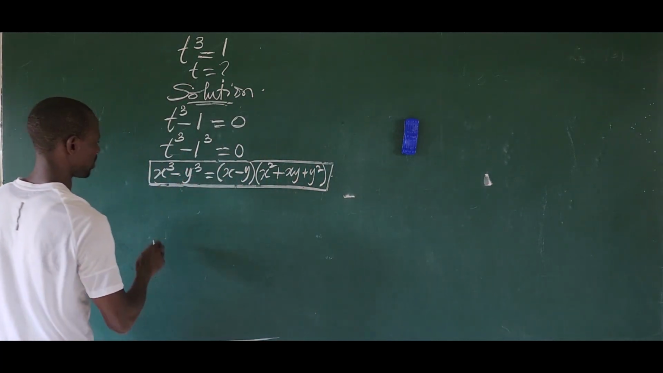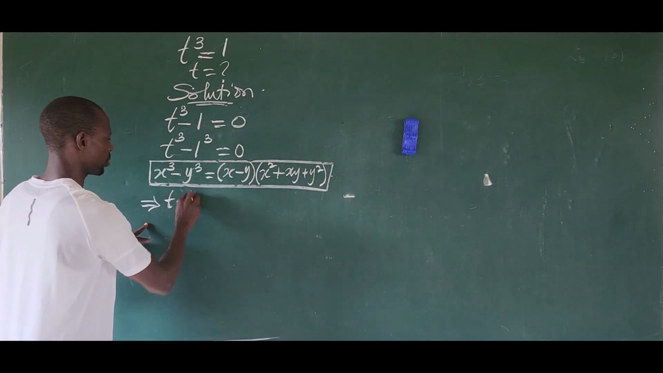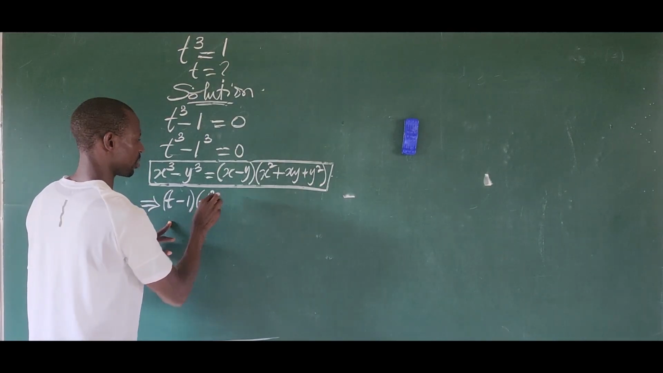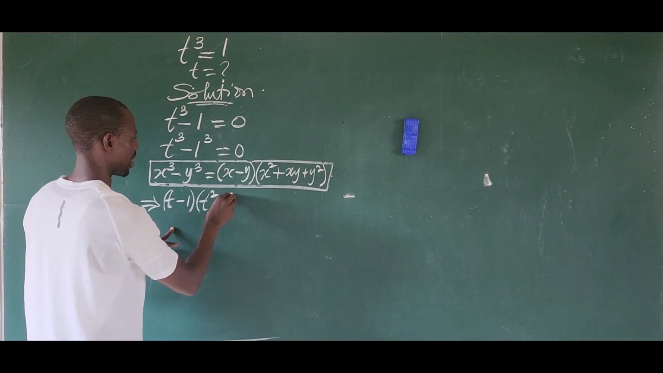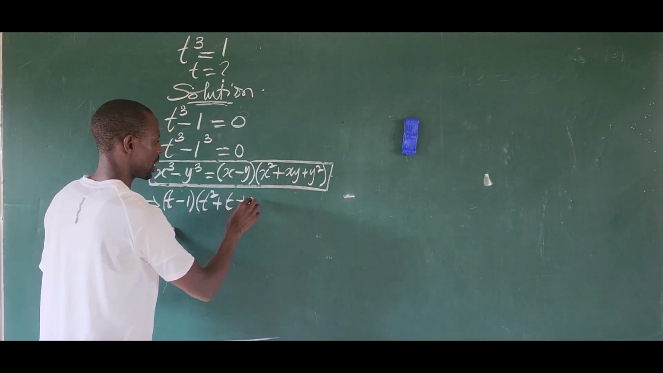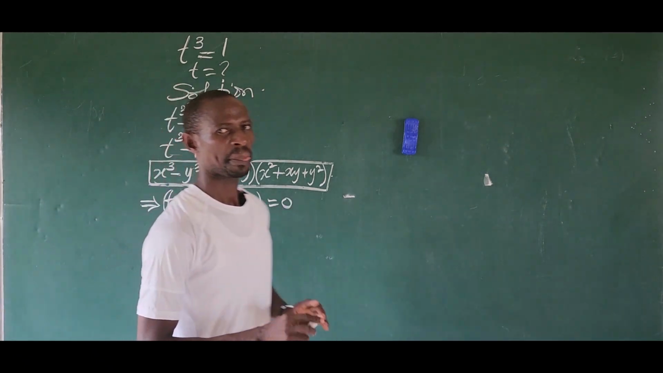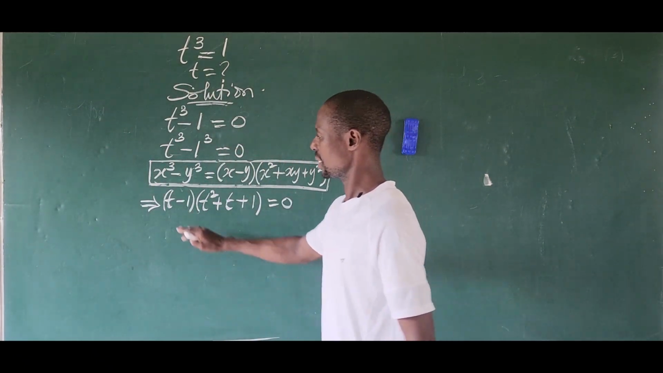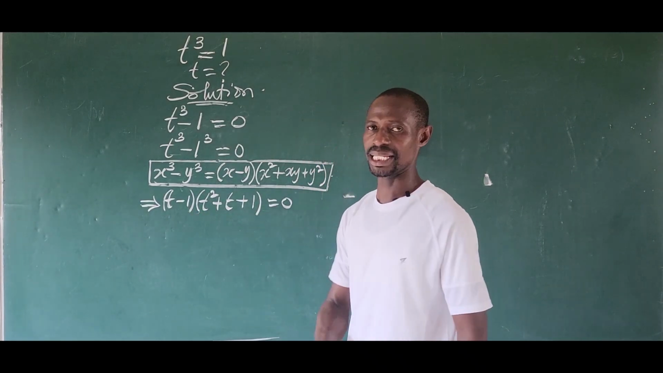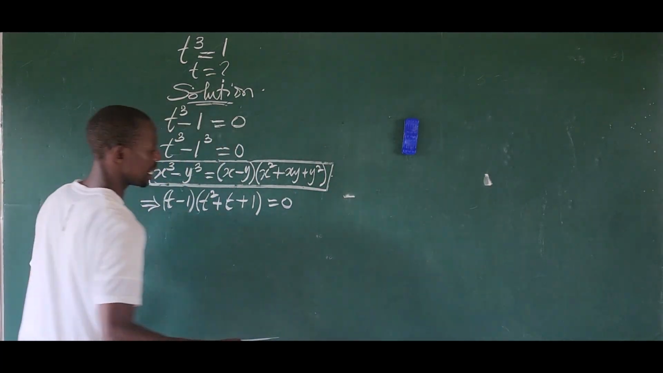Rewriting this in this format, this now implies (t minus 1)(t to the power of 2, plus t, because here we're going to have t times 1, which is t, plus 1 to the power of 2, which is same thing as 1) equal to 0. So we apply a rule that says, so long as we have a multiplication of two quantities and the right-hand side is 0, then we equate each to 0. So we have two cases here now.